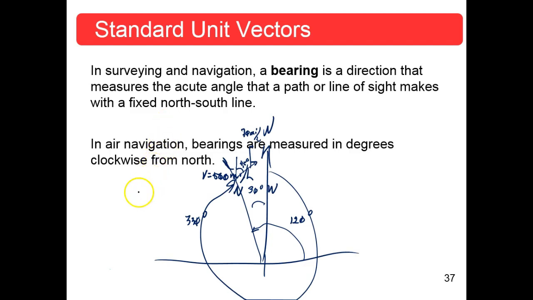So what we have here is a vector in this direction. I'm going to call it the plane velocity, and it is going to be 500 times, and I think they're going to use 120, so we'll use 120, cosine 120 i plus sine 120 j.